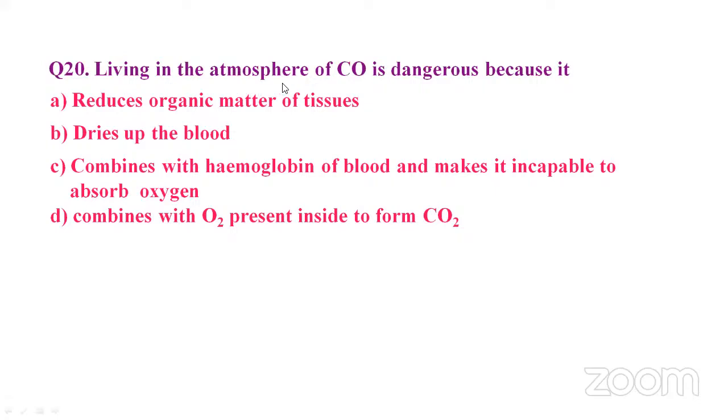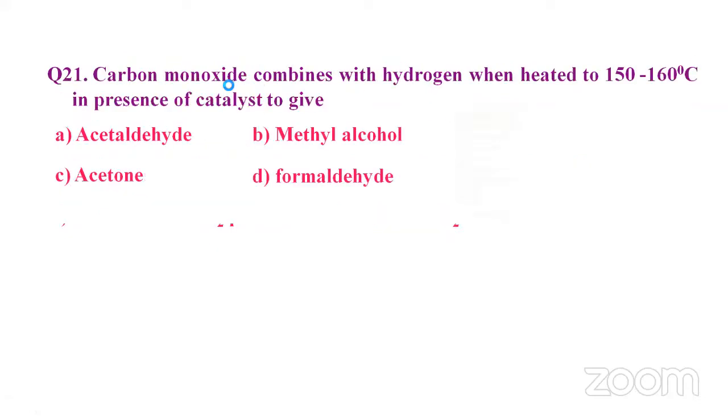Living in the atmosphere of carbon monoxide is dangerous because of it. What is the reason why living in an atmosphere of carbon monoxide is dangerous? If carbon monoxide is present in the atmosphere, why is it dangerous for living beings? Yes. Right, Lohit Kumar, it is C. The reason is it combines with hemoglobin of blood and makes it incapable of absorbing oxygen, right? So this is the correct answer. So we'll go for the next.